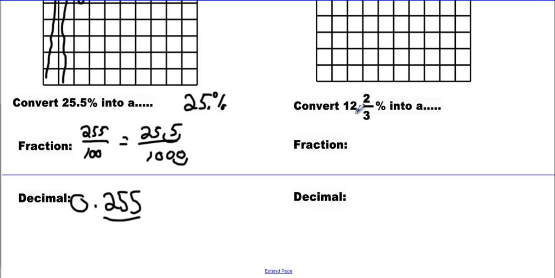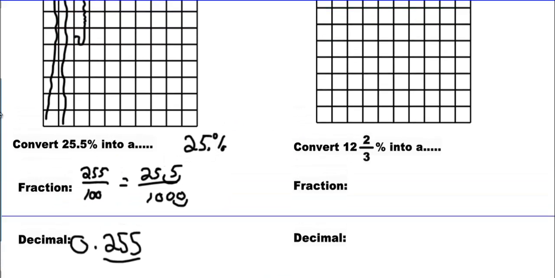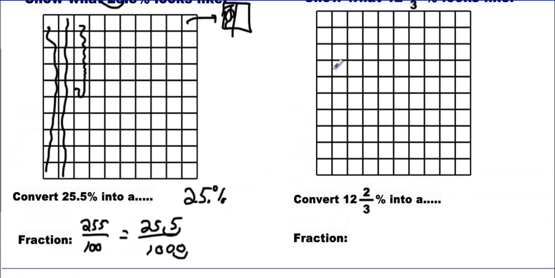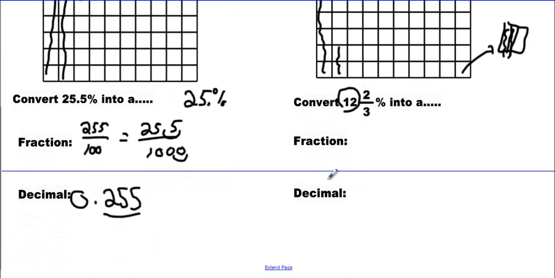We'll finish off with this question. How about 12 2/3% into a fraction? Let's shade it first. I'm going to shade 12 squares because I'm going to break it into 2 parts. Here's the 12%. So I'm going to go 12%, 10, 11, 12, and then 2/3%. Okay, that's not hard. We'll just take a percent, chop it into 3, and color 2. But then how do we take this and turn it into a decimal, and how do we turn it into a fraction?